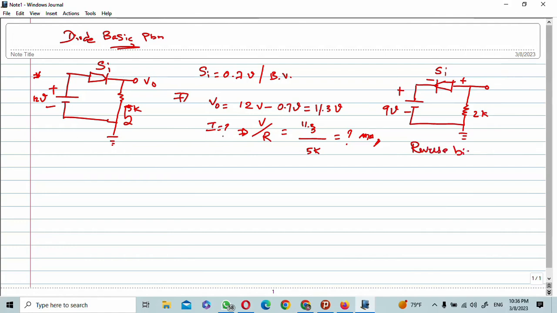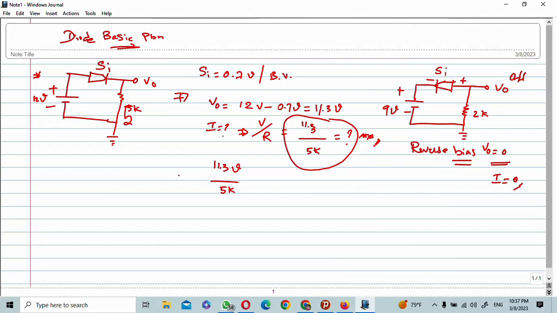Diode under reverse bias means our output voltage V0 equals 0. If V0 equals 0, then I is also 0. That means the diode is off in this circuit. In the earlier circuit, yes or no, we got some I value like 11.3 volts over 5k. That means the diode is on.